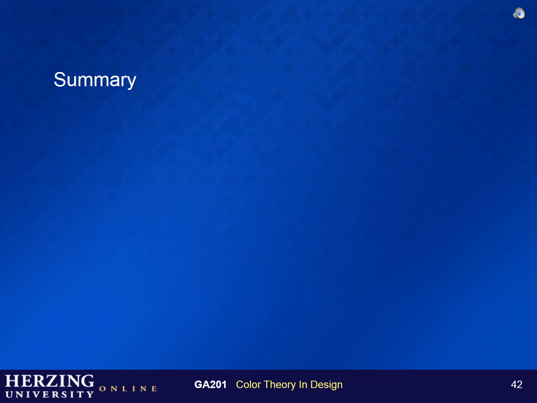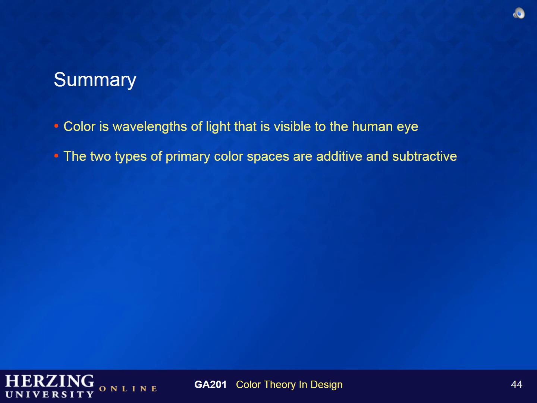Summary. Color is wavelengths of light that is visible to the human eye. The more light available, the more color can be perceived. Color visible to the human eye is called the visible spectrum. The two types of primary color spaces are additive and subtractive. Color perceived as projected light is considered additive color. Color perceived as reflected light is considered subtractive color.